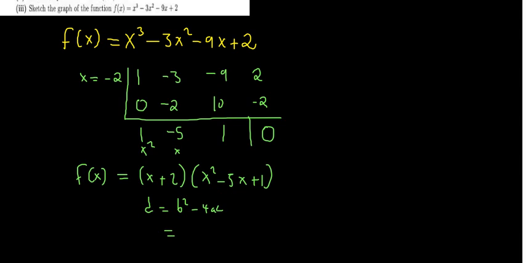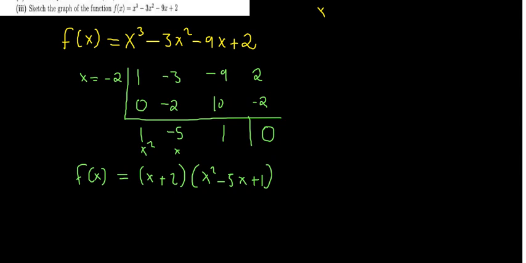So b squared, b is negative 5, squared minus 4, a is 1, c is 1. So this is going to be 25 minus 4, which is 21. Oh, the discriminant is positive, meaning that this has got solutions. So we can actually find those solutions. So what are we going to do in this case? At this point where we've reached, we need to find the x and y intercepts.